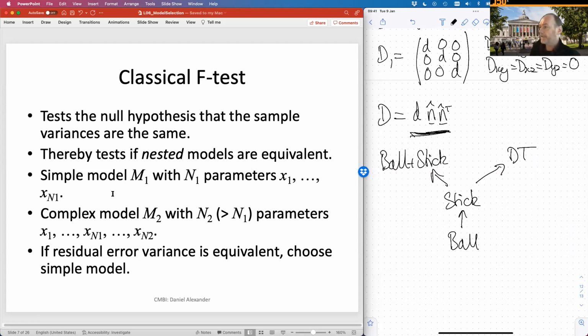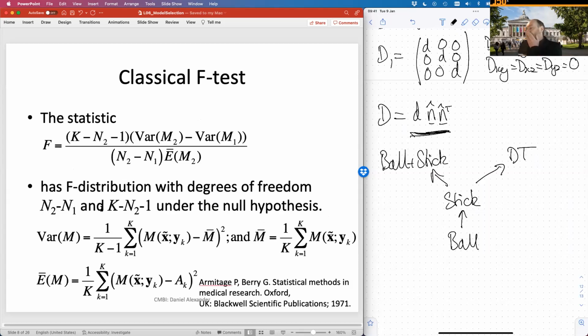And if we cannot reject that null hypothesis that the two are the same, then we accept the simple model. If we can reject it, we accept the more complex model. As with most of these classical frequentist statistical tests, there's a fairly standard recipe to go through for applying the test. This is it here. You can look it up. Actually, there's a nice description of this and other related tests in this Armitage and Berry book. There are loads of other books on these statistical tests.